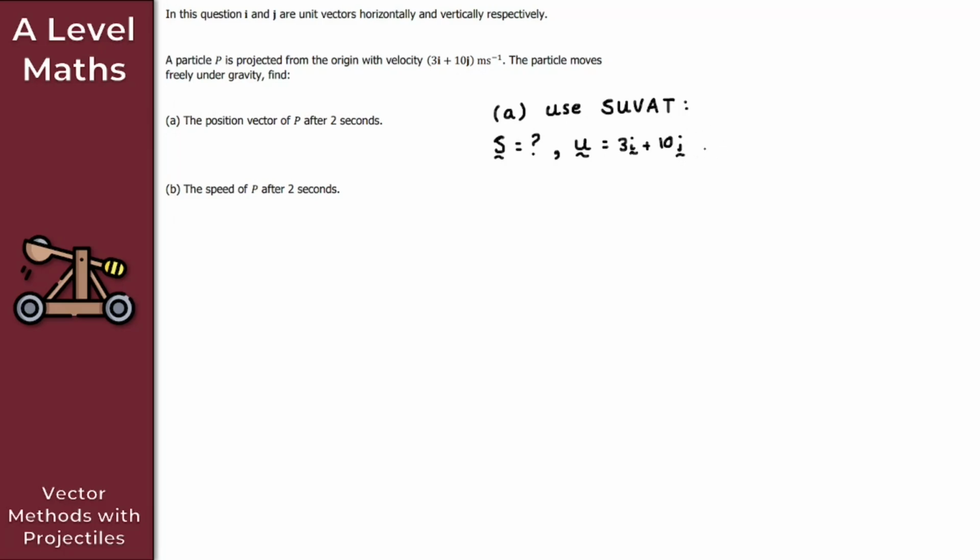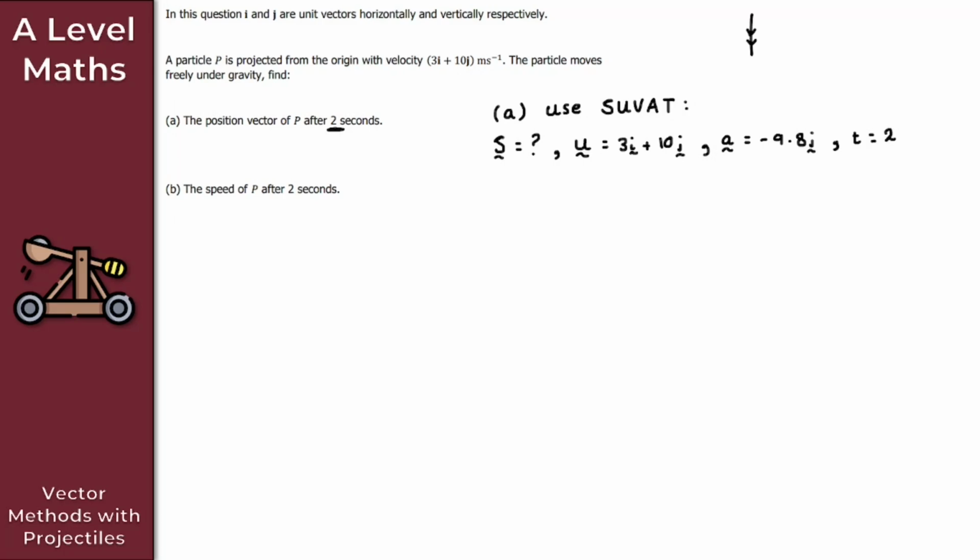We don't have anything for v, so we'll leave that. For a, the acceleration, again a vector: acceleration is due to gravity, so it acts downwards and we take it as negative, so minus 9.8j. Finally, for the time t, which is just a scalar so we don't need to denote it as a vector, t equals 2 seconds.